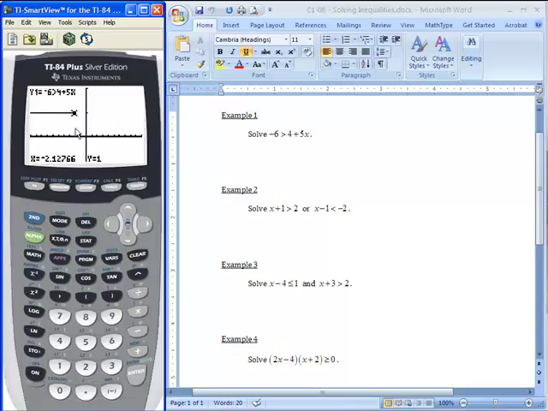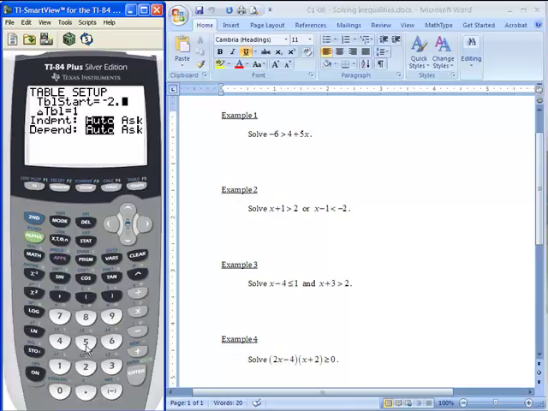You can also look at this information in the table mode. And what we need to do if we're going to use the table mode is we need to set up our table first. So we're going to press the second key and the window key, which says table set above it in the same color as your second key. And what we have here is table start. What value do we want to have our table start at? And I'm going to say that we want it to start at -2.5, a little bit to the left of the -2 that we're so interested in so far. I'm going to press enter.